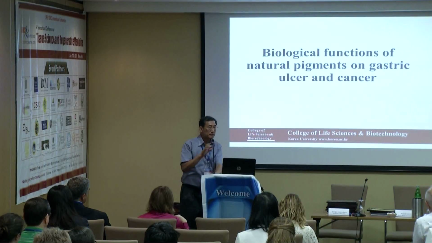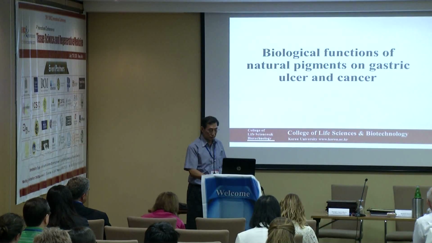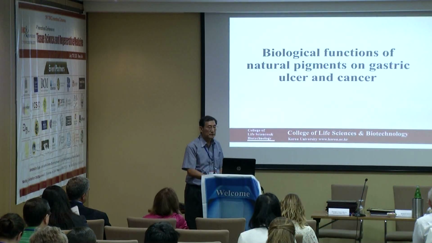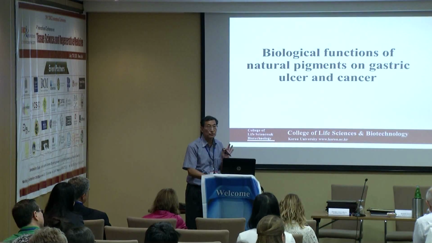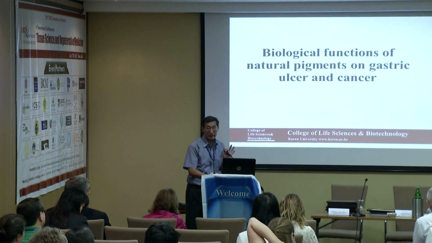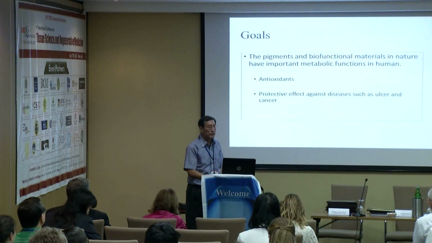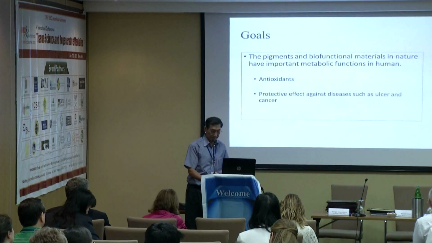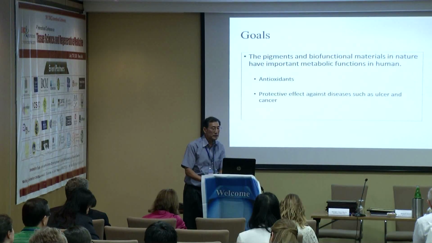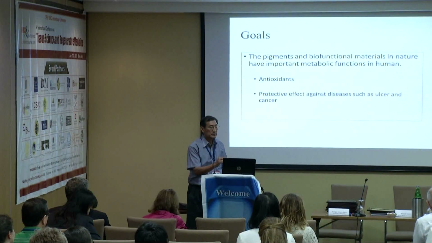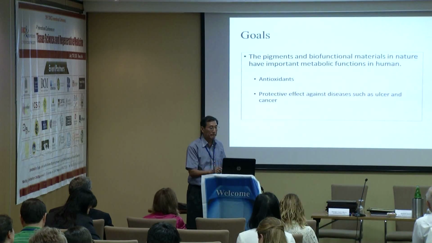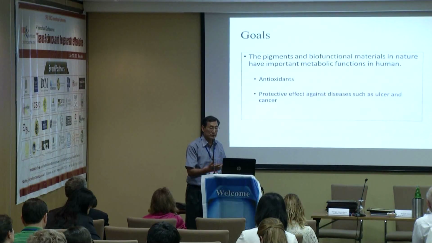Today's topic is the biological function of natural pigment on gastric ulcer and cancer. Nowadays, natural products are very important to treat disease. The main goal is pigment and biofunctional material in nature. Nature has important metabolic functions in humans. Especially, pigments have antioxidant and protective effects against diseases such as ulcer and cancer.